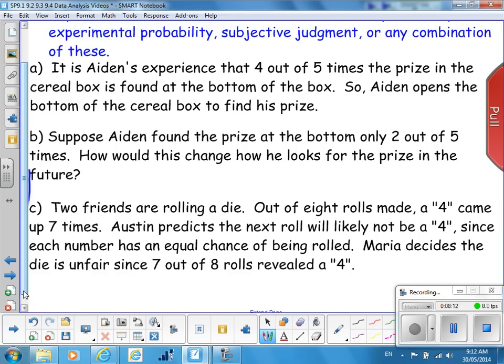Maria's deciding the die is unfair, since 7 out of 8 revealed a 4. So she's looking at it from an experimental probability aspect. 7 times you got a 4. Then again, she's making a little bit of a judgment that the die must be unfair, because that shouldn't happen.